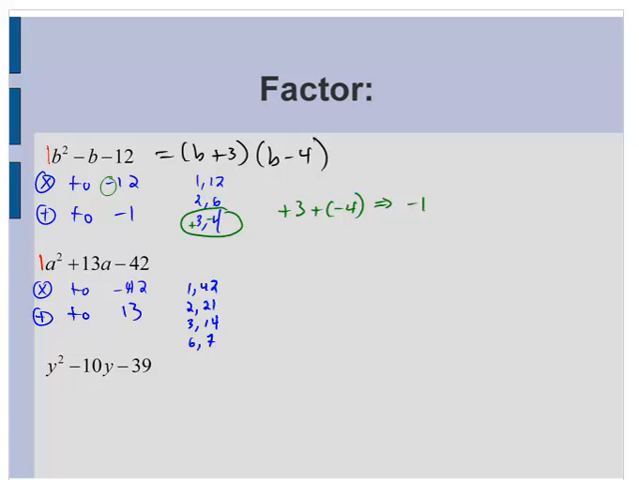But now wait a second, I have different signs. All right, since they have a negative product, I need different signs, so I really need a difference. 1 and 42 would give me a difference of 41. 2 and 21 would give me a difference of 19. 3 and 14 would give me a difference of 11. And 6 and 7 would give me a difference of 1. Nothing works.